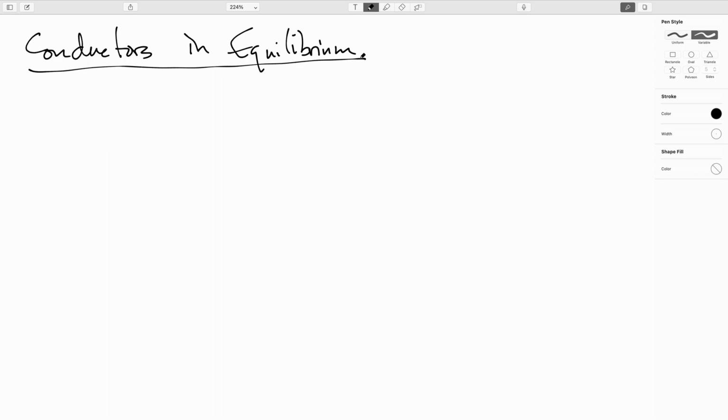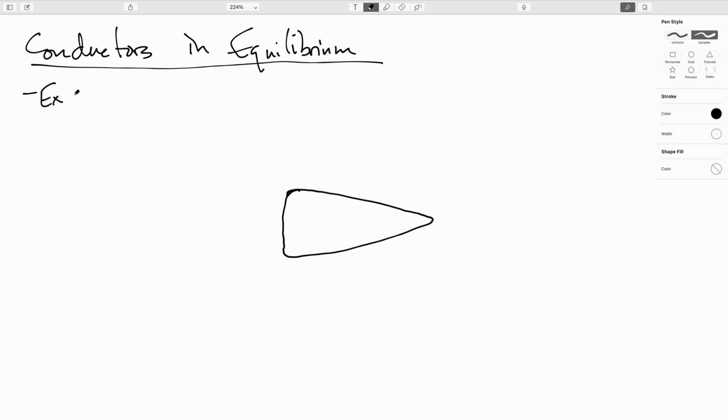So if you remember here, if we had a conductor that was in electrostatic equilibrium, so I'm just going to make it a little smaller. Say I have a conductor, and I need to make it really pointy at the one end. There we go. If I have a conductor in electrostatic equilibrium like this, things we've already worked out were that the excess charge had to be on the surface.